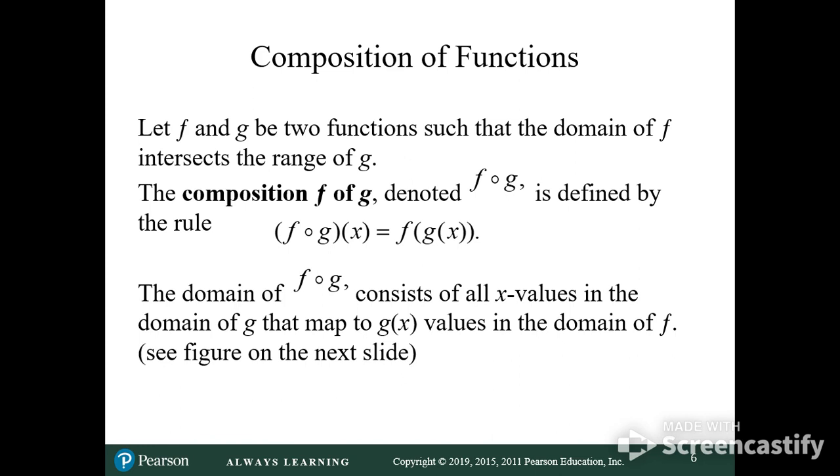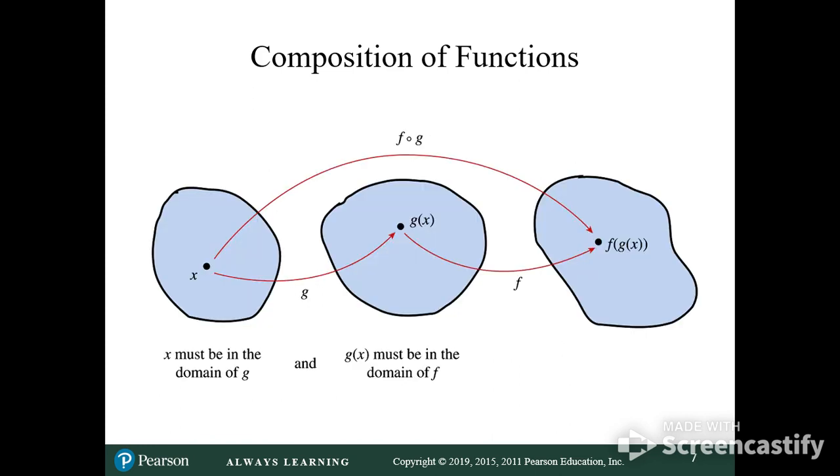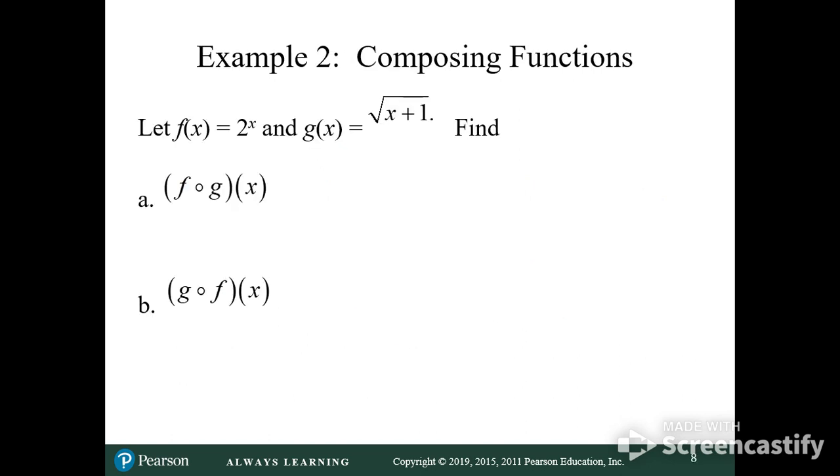Okay, so instead of going here and then here, f of g of x makes the whole trip all in one. Okay, so let's look at f of g of x of this one. f of g of x. So the g of x replaces the x of the f of x. So it's 2 to the square root of x plus 1 power.